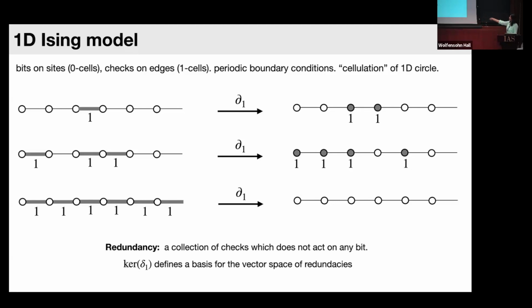So if you have this map delta 1 and you look at the kernel of that map, the kernel of the map is telling you what are subsets of checks which don't trigger any bits. So the kernel of this map defines a basis for the vector space of redundancies. Every kind of object that we're going to be dealing with can have its own vector space. We have a vector space of logicals, we have a vector space of bits, we have a vector space of checks, and now this kernel of delta 1 will define a basis for the vector space of redundancies.